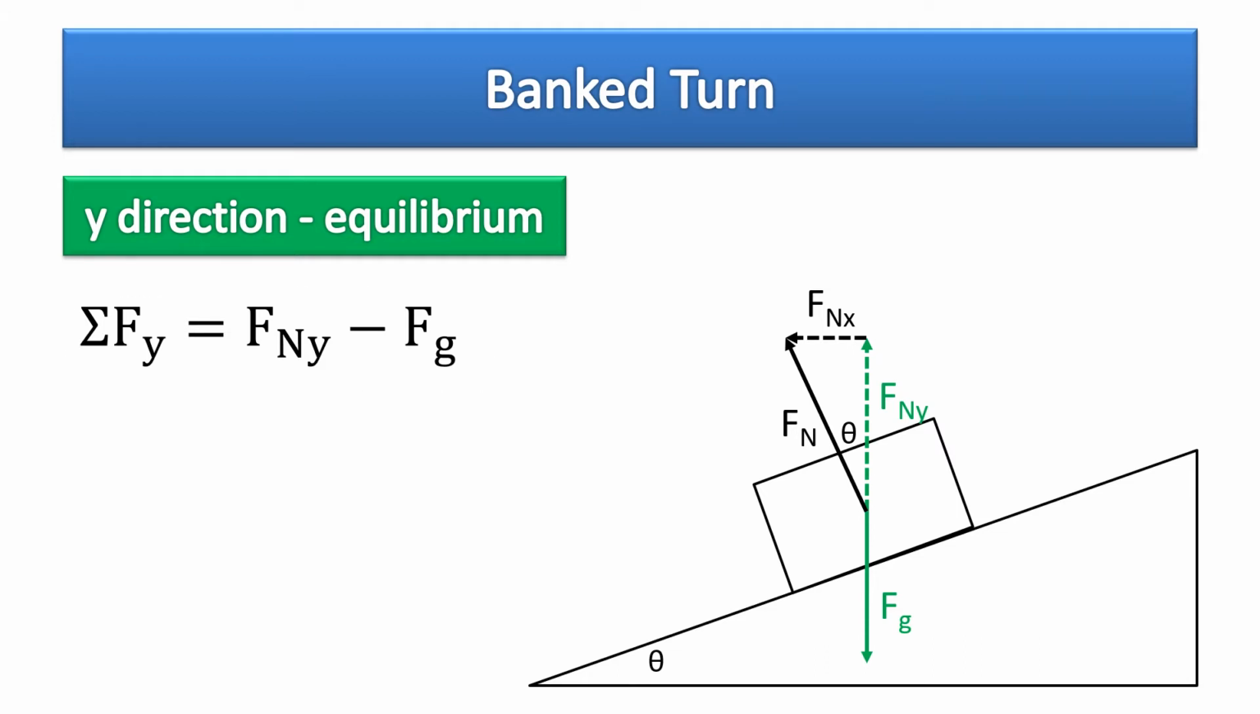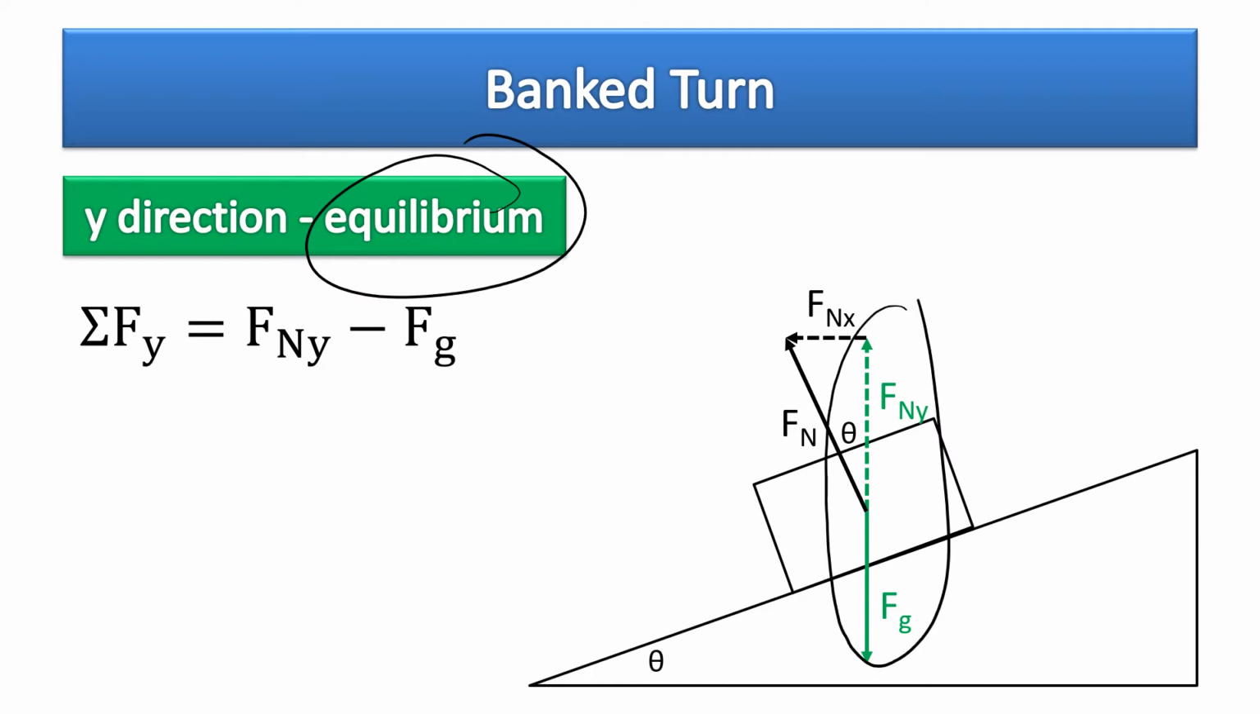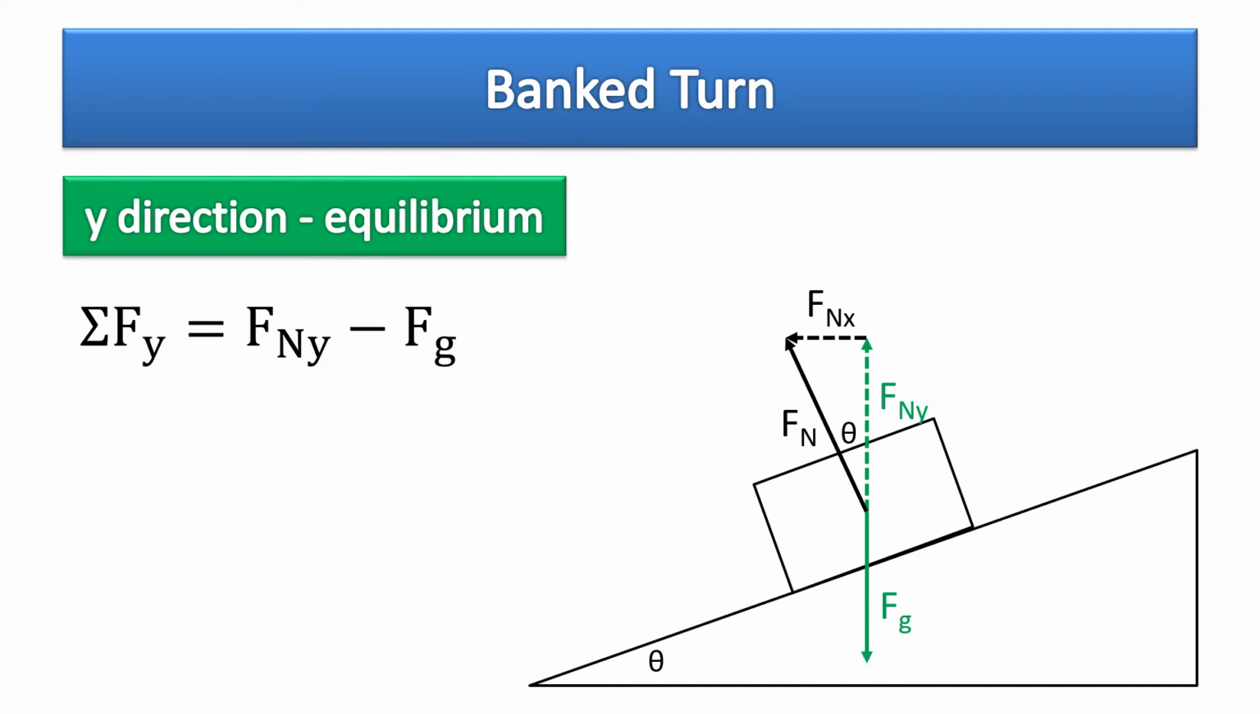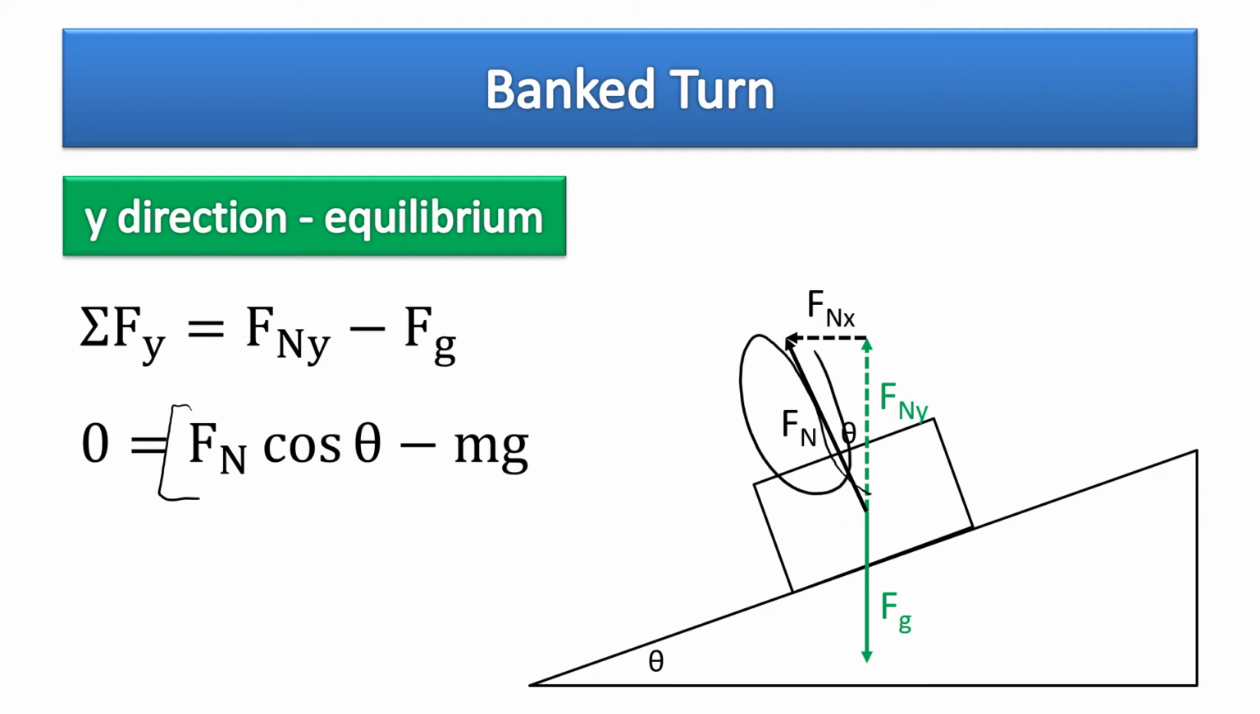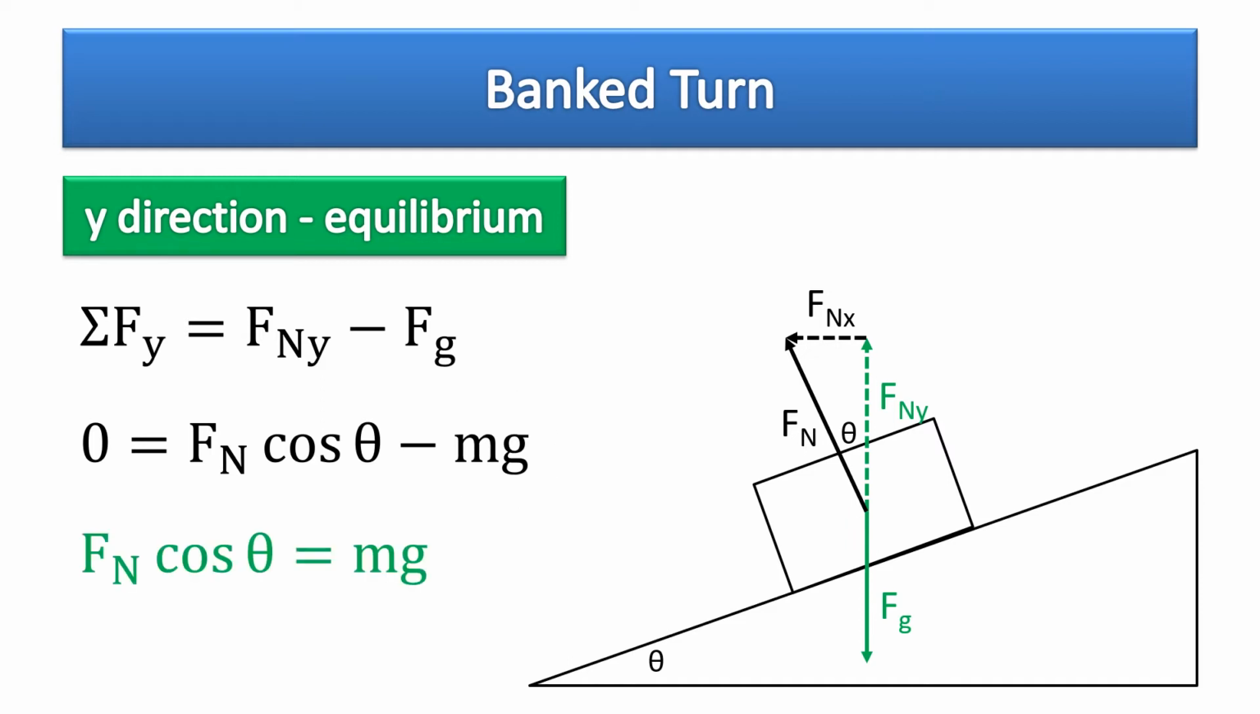The next step is to say, well, what's happening for the net force? Is the object accelerating? We just said it's in equilibrium, these forces balancing each other out, so we know the net force is equal to 0. We also know the y component of the normal force is adjacent to the angle, so we can do the shortcut method: the hypotenuse, Fn, times the cosine of theta, and Fg is equal to mg. So we have a handy formula for Fn. Fn cosine theta is equal to mg.